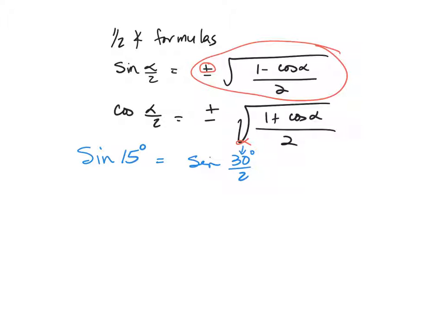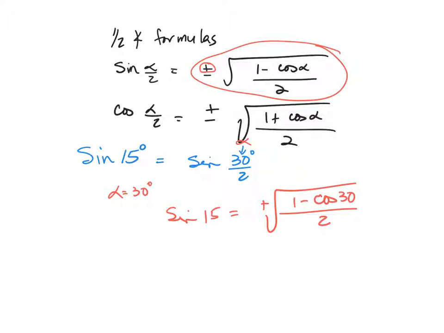So we're going to do this. We're going to say if alpha is 30, then the sine of 15 equals plus the square root of 1 minus cosine of 30, over 2, all under the hood. Well, the cosine of 30 is root 3 over 2, correct? So it's going to be the square root of 1 minus root 3 over 2, all over 2.